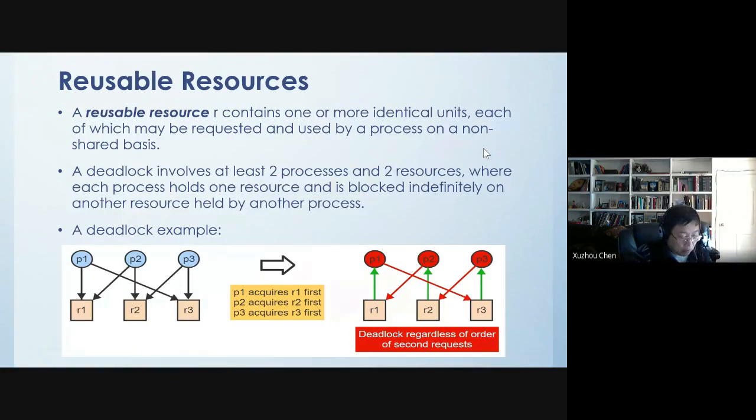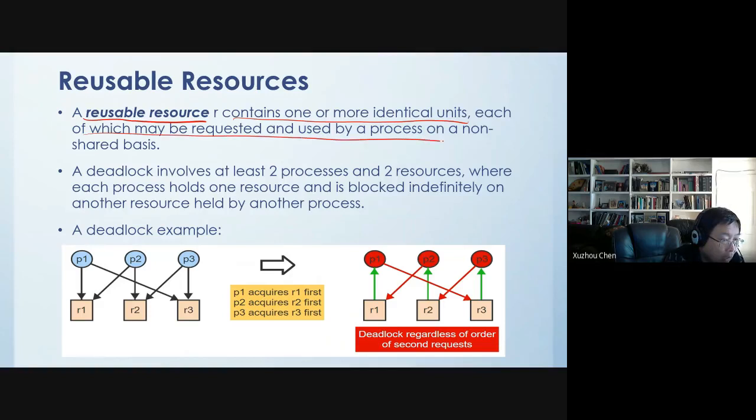Now here we take a look at another example. Again, as we say, a reusable resource contains one or more identical units, each of which may be requested and used by a process on a non-shared basis. Now, just realize that deadlock involves at least 2 processes and 2 resources.